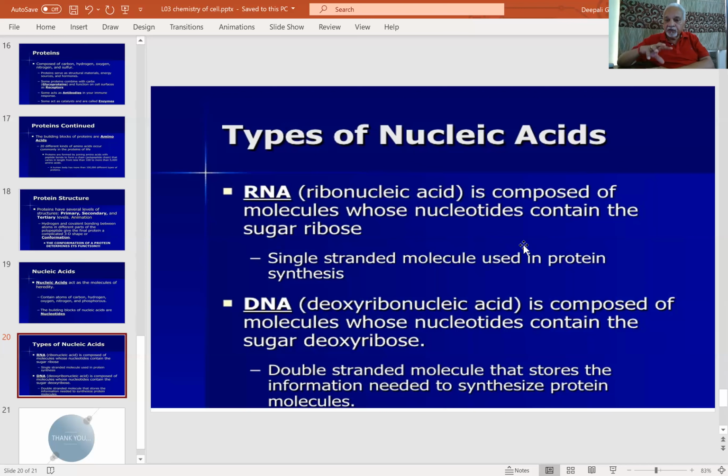So we will be looking at this aspect in the next lecture, when I look at the organization of the nuclear genome in eukaryotes.